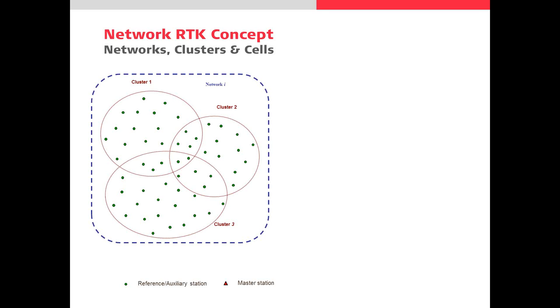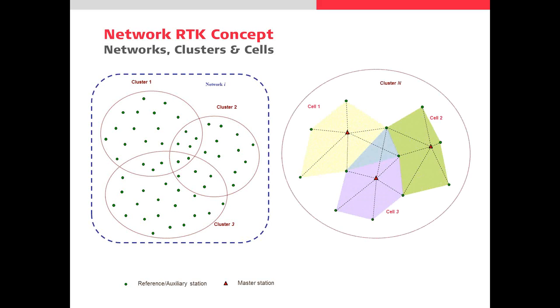These clusters, if you make them too big and the cluster has to process too much data, it can have negative impacts on the network. So these are the things that we have to think about when we talk about clusters. This is where we compute the common ambiguities, the common sources of error between all of those stations.